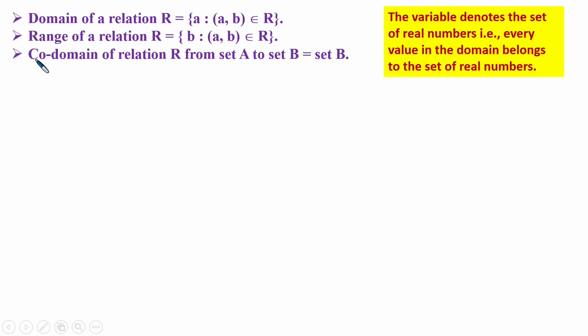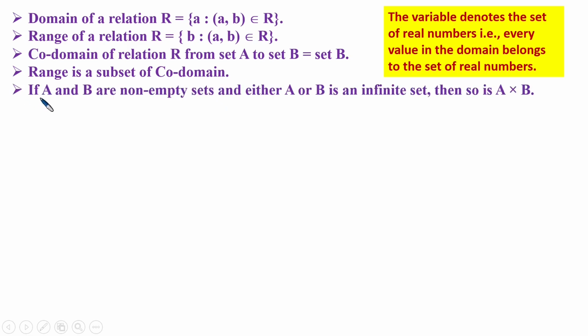So similarly, I can say that codomain of relation R from set A to B. So codomain will be full set B, as I had shown in earlier slide using a diagram. Okay. So obviously range is a subset of codomain, which I have mentioned that too in earlier slide. Now another statement, if set A and set B are non-empty sets and either set A or set B is an infinite set, then so is A cross B. Okay, the Cartesian product will also become a infinite.